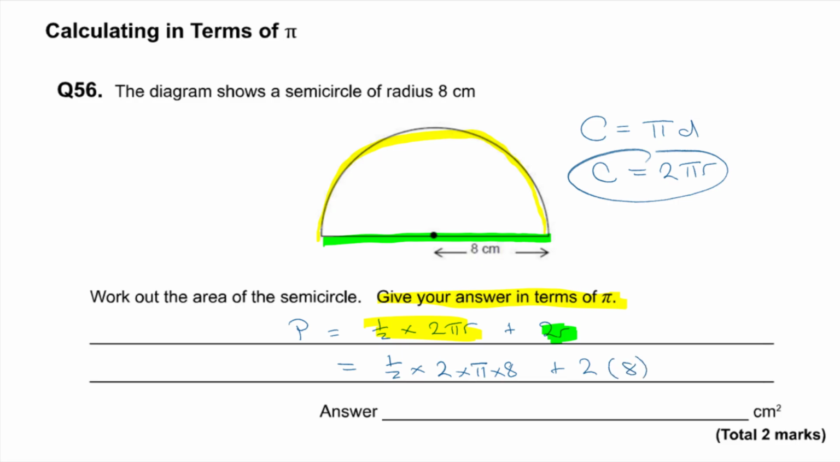Okay, so half times 2, they're going to cancel each other out, aren't they? Half of 2 is just nothing. And then I've got pi times 8, which is 8 pi. And then I've got 2 times 8, that's just 16. So that's as far as I can get. Now I could, if I knew what pi was, I had my calculator, I could type that in and get a kind of a rounded off version of what it was. But in the exact form, in terms of pi, that's as far as we need to get, 8 pi plus 16.